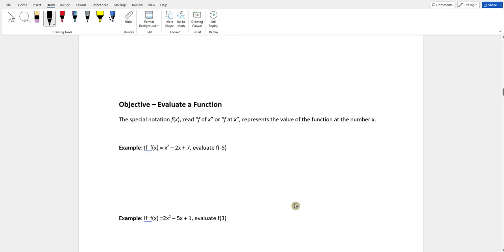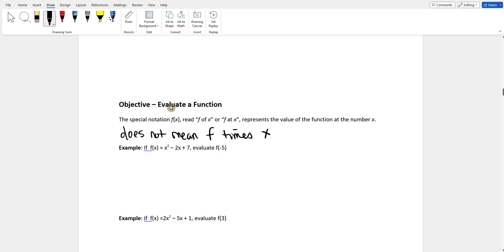The next part, we're going to talk about how to evaluate a function. We have a special notation. When you see f with the x in parentheses, that is read f of x or f at x. It represents the value of the function at the number x. It does not mean f times x. So make sure you know that it does not mean f times x.